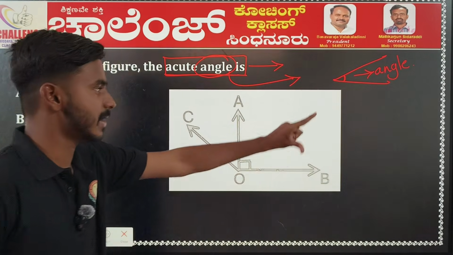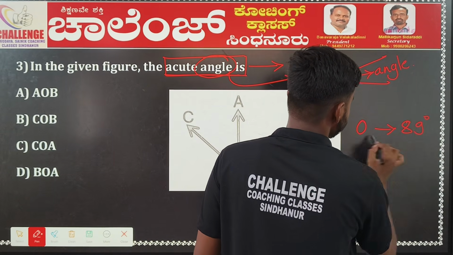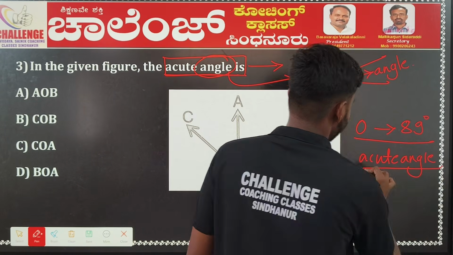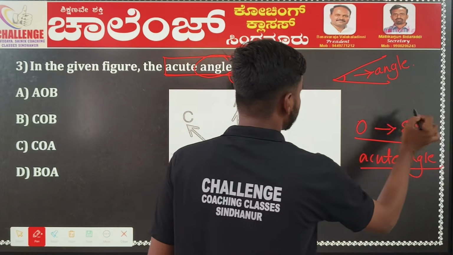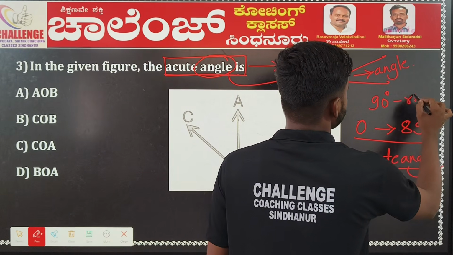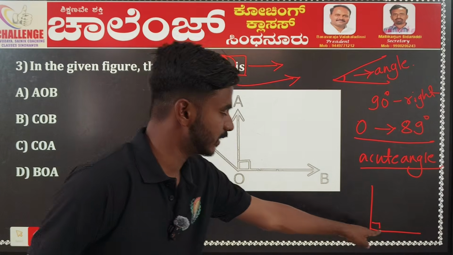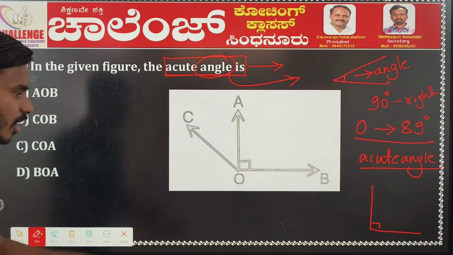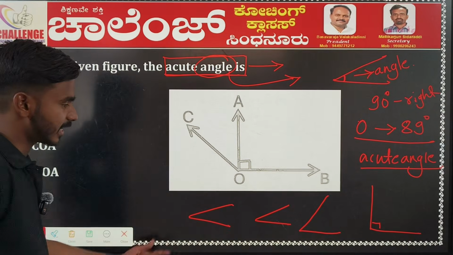If this angle is measured from 0 to 89 degrees, then it is called an acute angle. So, an acute angle is the angle between 0 and 89 degrees. When it becomes 90 degrees, it becomes a right angle. A right angle looks like this, perpendicular to the ground. If we join two lines like this or like this or like this, these are called acute angles.